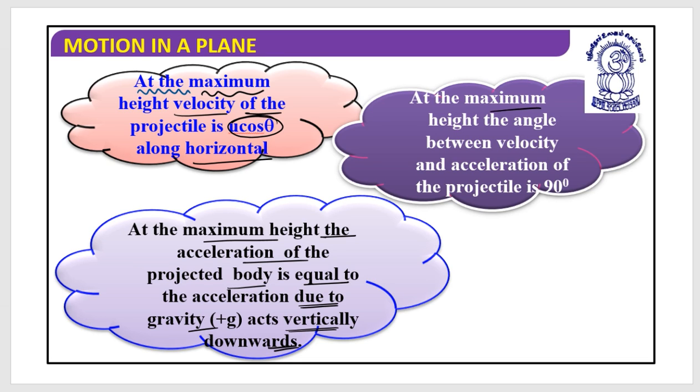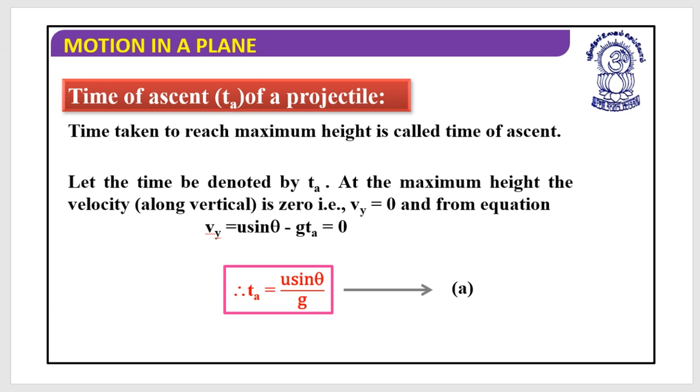And the third, at the maximum height the angle between the velocity and acceleration of the projectile is 90 degrees, something like this. This is the direction of velocity and this is the direction of acceleration. So these two are aligned at 90 degrees with each other. Is it clear? Yes. So I hope h max, the maximum height, is clear. And let's move to the next.